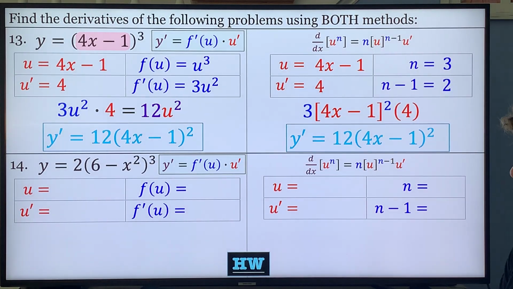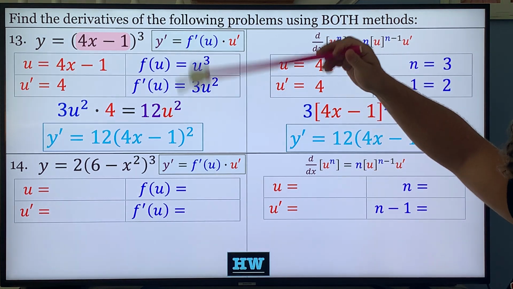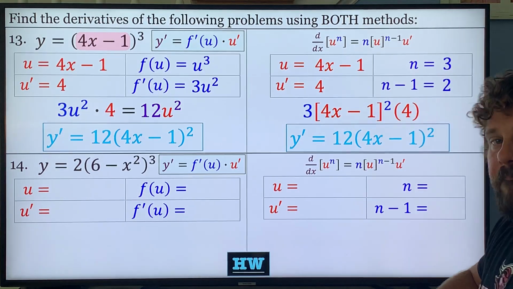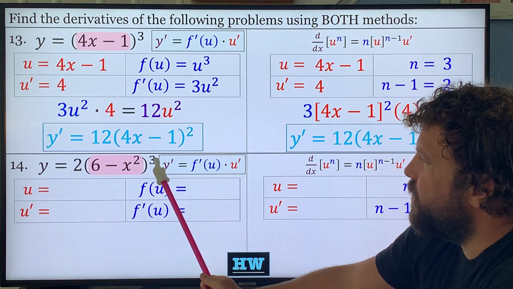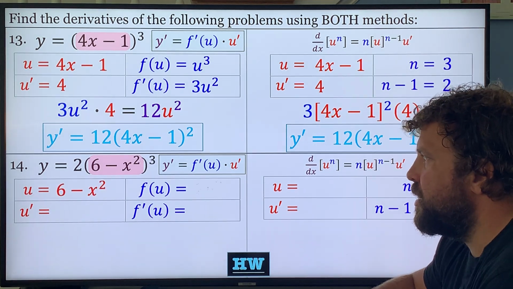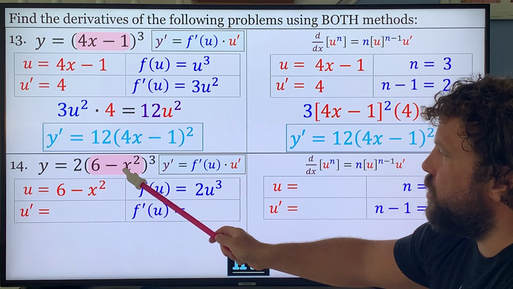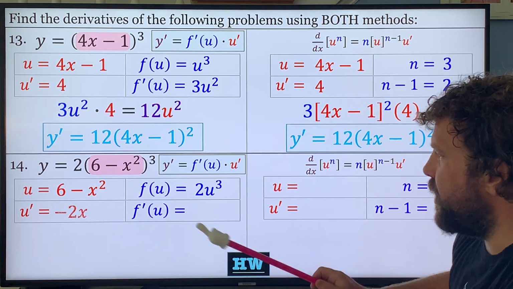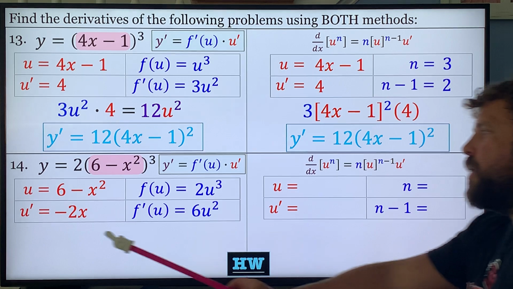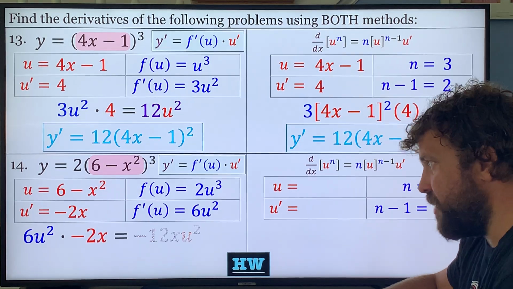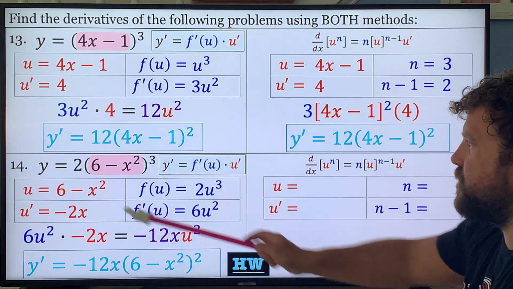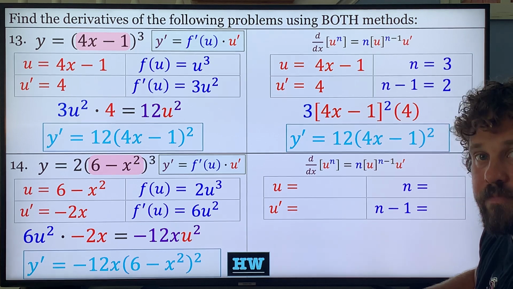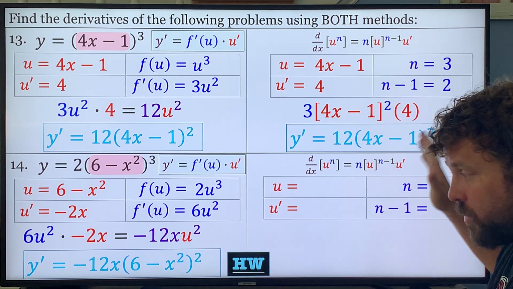Which method is better? Whichever way you get the right answer with. All right. Go try both ways. This is your homework. Got it? All right, let's look. U is the inside of whatever you're raising to a power. So 6 minus x squared. F of u is 2u to the third. Negative 2x, 6u squared. Negative 2x times 6u squared is negative 12x u squared. And then you're going to plug back in your u. Negative 12x, 6 minus x squared, squared. See how quick that is?